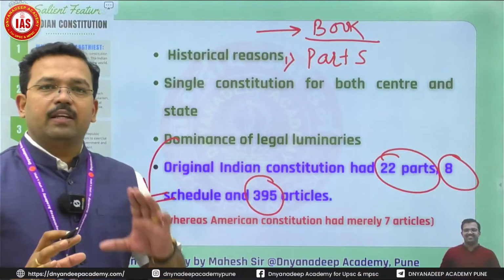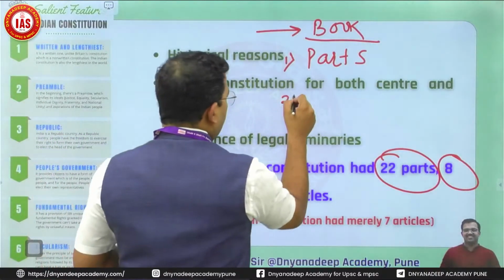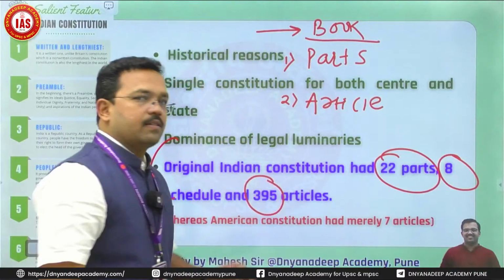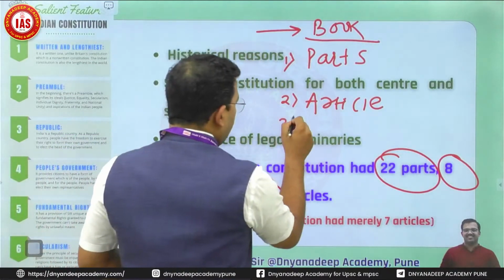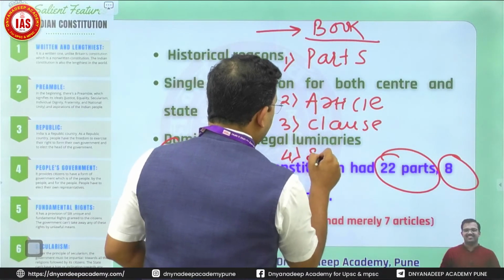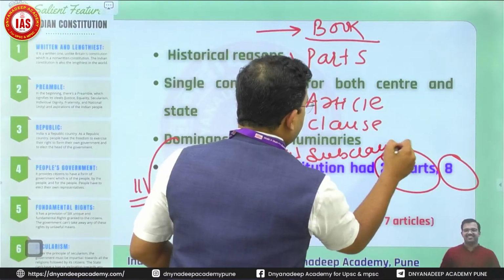Every chapter has various points, and these points are known as articles of the Indian Constitution. Every article has sub-points, which are known as clauses and sub-clauses of the Indian Constitution. So remember this: clause and sub-clause.